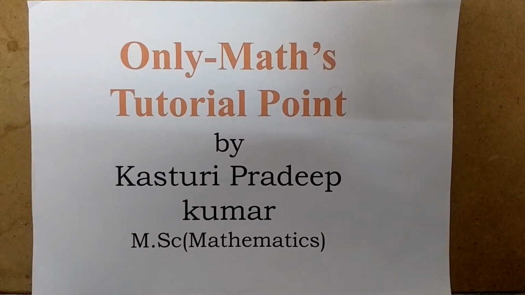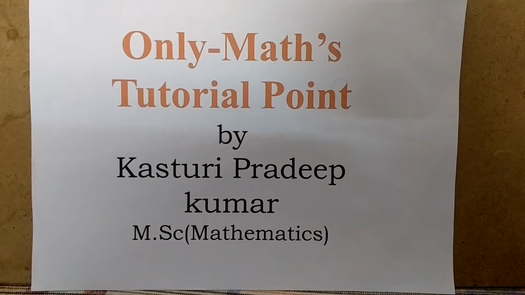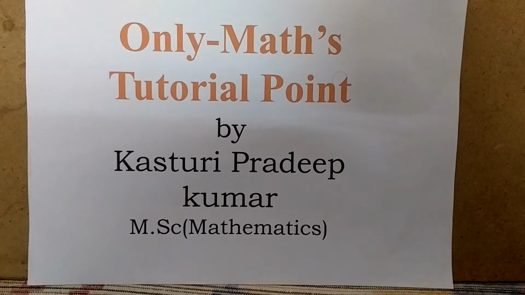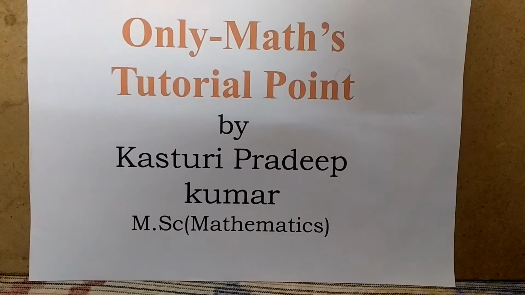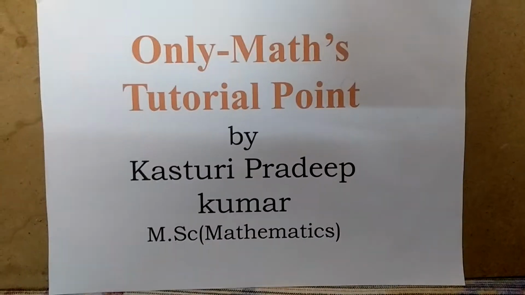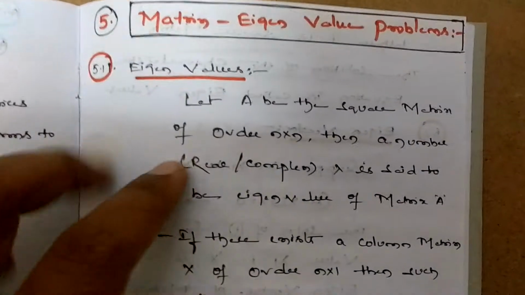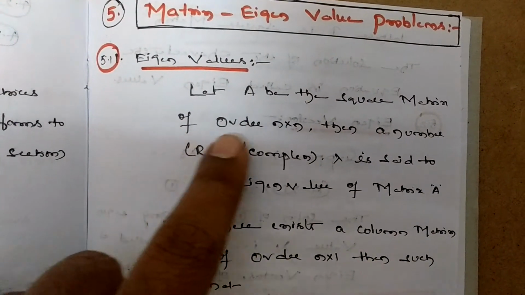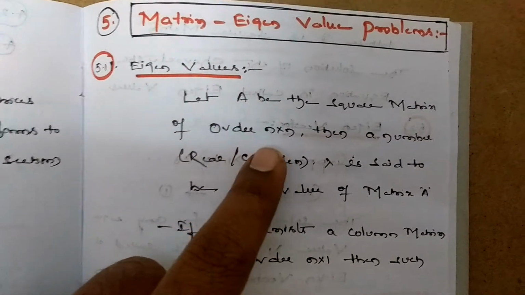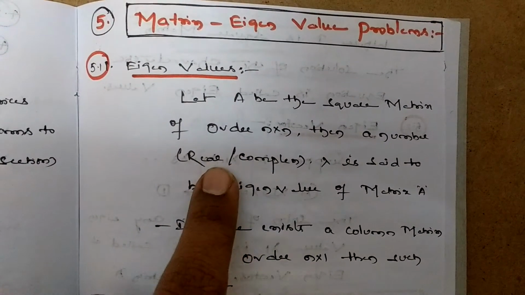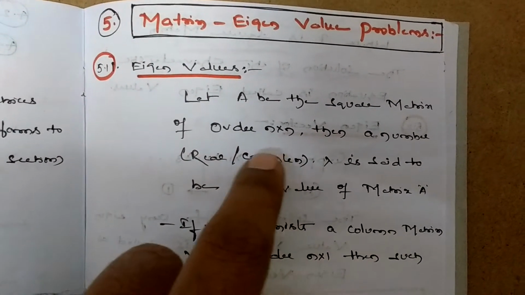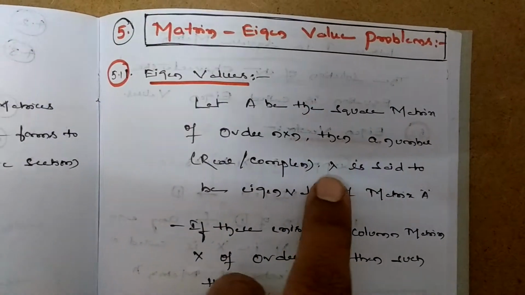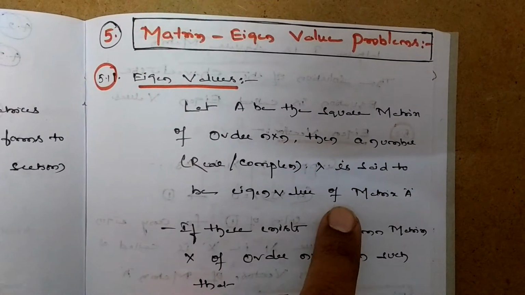Today we are going to discuss a BTech M1 Mathematics concept, that is eigenvalues and eigenvectors of matrices. See here, students, what is an eigenvalue? Let A be a square matrix of order n into n. Then a number, either real or complex, means the elements should be either real numbers or complex numbers. Then lambda is said to be the eigenvalue of the matrix A.